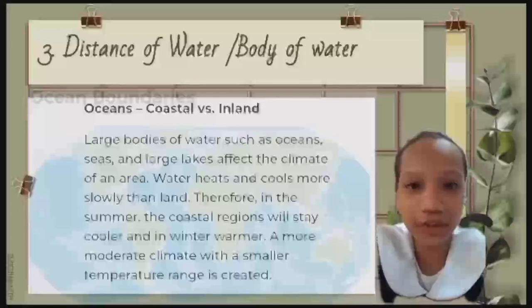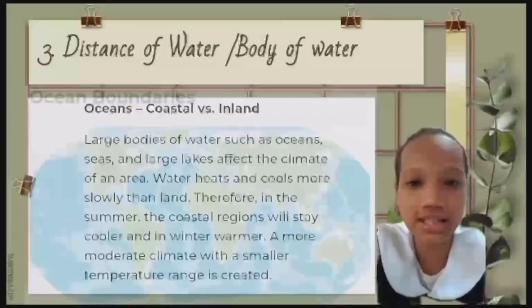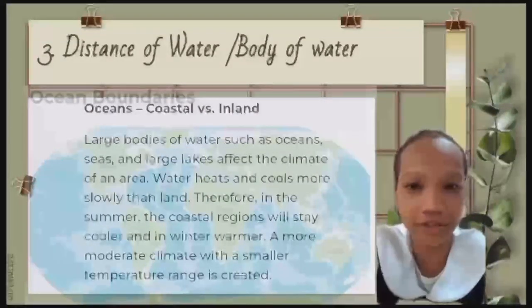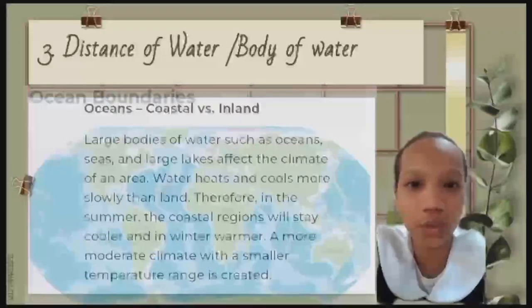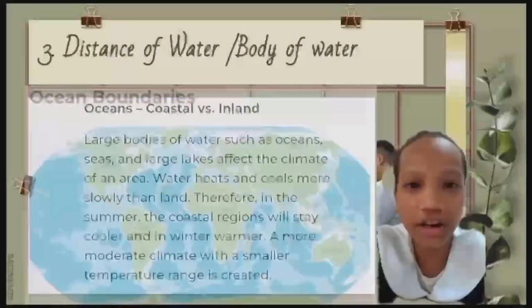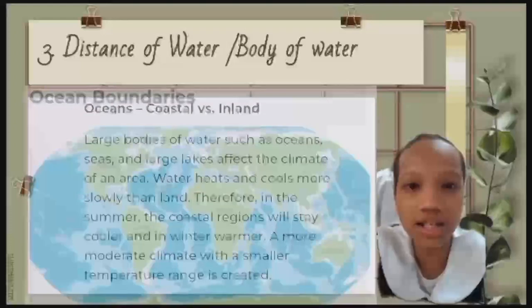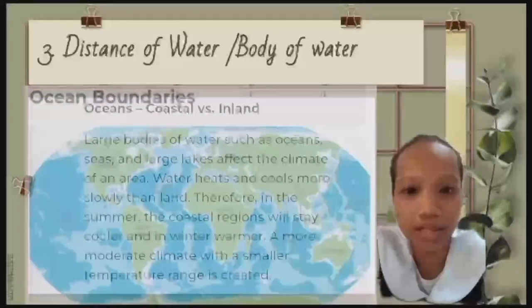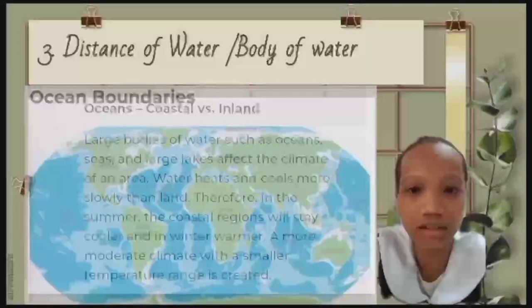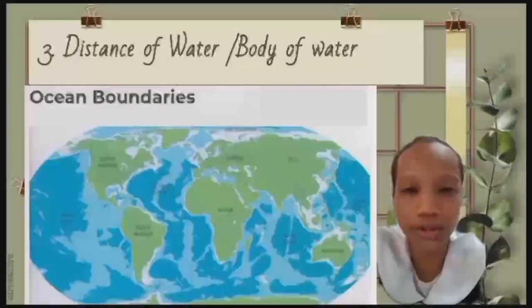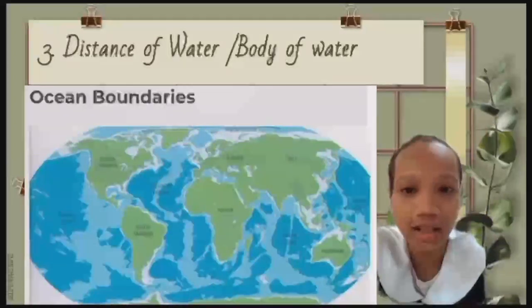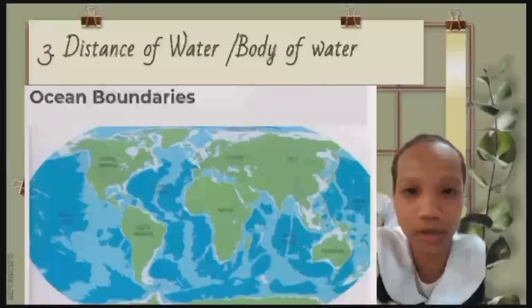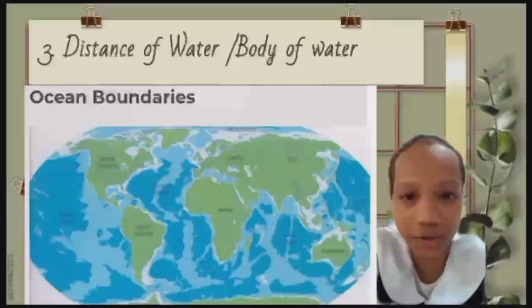Large bodies of water, such as oceans, seas, and large lakes, affect the climate of an area. Water heats and cools more slowly than land. Therefore, in the summer, the coastal regions will stay cooler and in winter warmer. A more moderate climate with a smaller temperature range is created. If there are no bodies of water to moderate the climate, the same conditions follow as with vast flat plains. The climate condition is continental with more extreme temperatures, a large moisture deficit, and less precipitation.